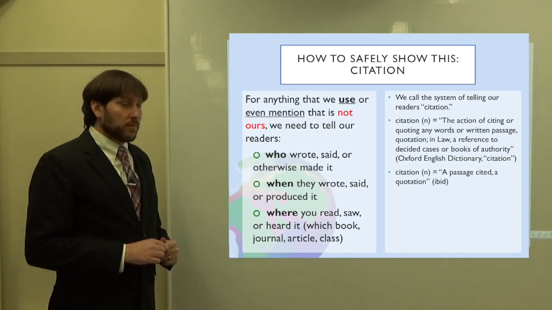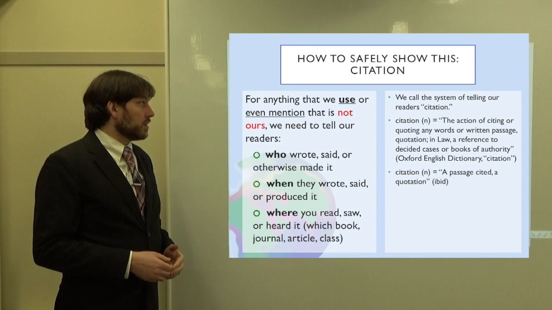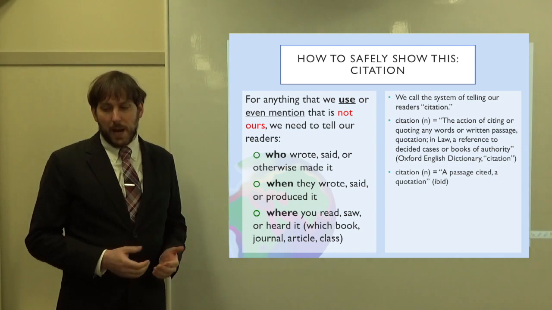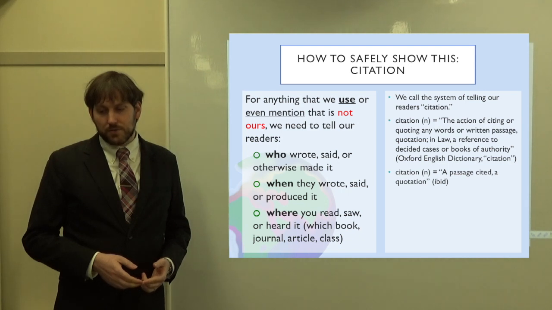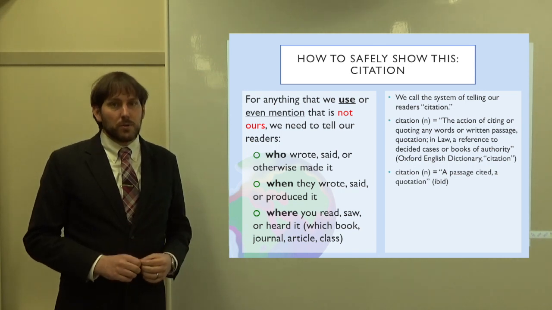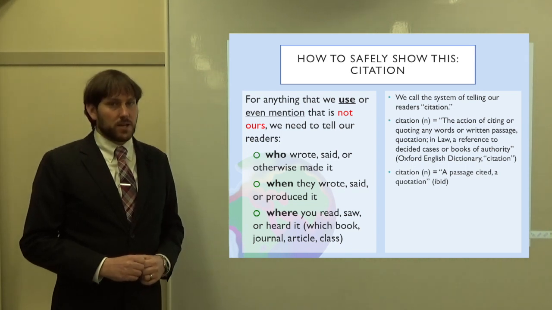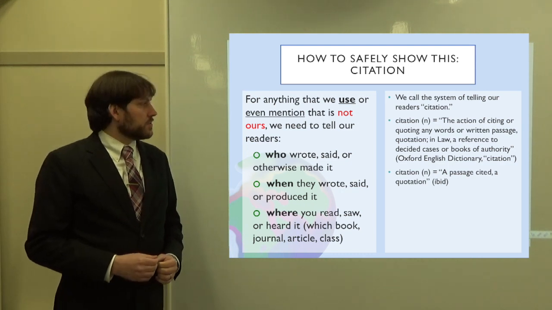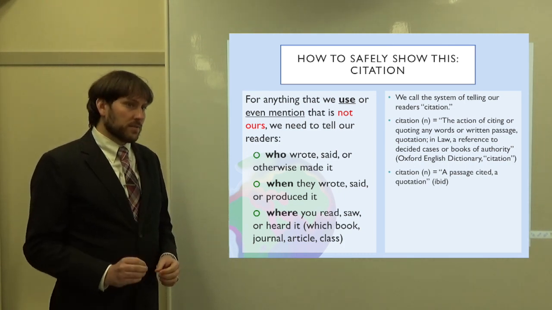So this is a definition from the Oxford English Dictionary. This is a citation about the word citation. Citation is the act of citing or quoting any words or written passage. It's a quotation, or in law, a reference to decided cases or books of authority. It's also the word for the product of doing citation. So it is both the process and the product. So a citation is a place where you have cited something or made a citation. So this is a little bit confusing, but the important part is always cite when you're supposed to cite.